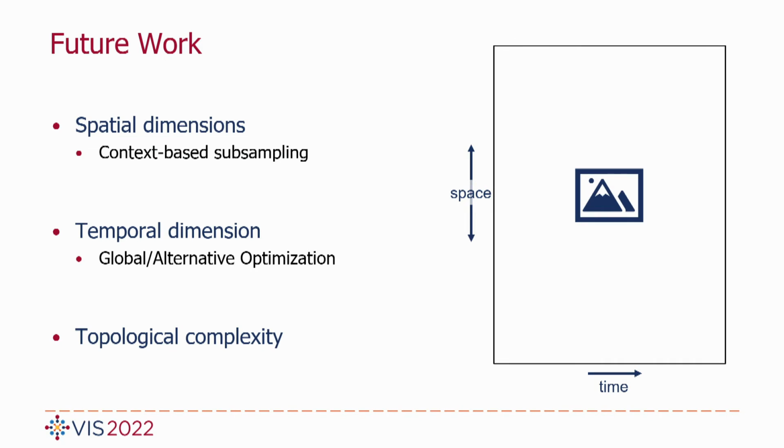And finally, for topological complexity, it would be really interesting to explore a temporally aware simplification of the data. Because what happens now, if you really aggressively simplify your data, it can happen that you simplify out a feature in one time step, but not in the next, giving you a temporally really incoherent visualization.